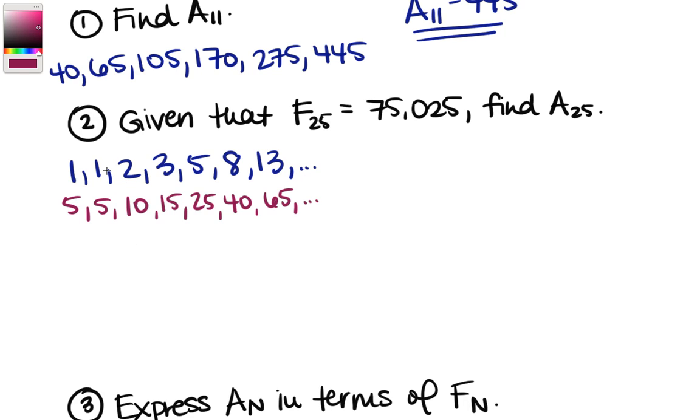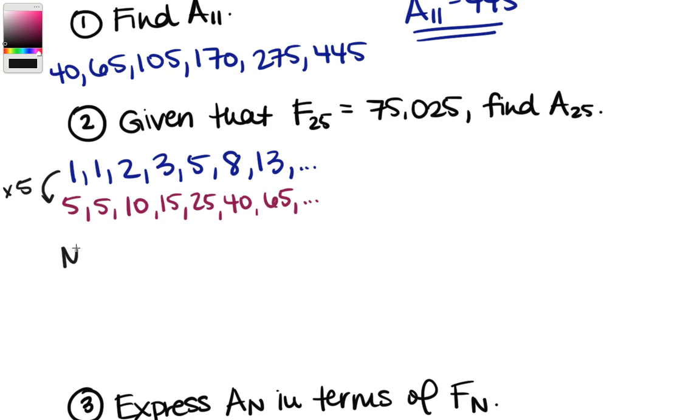And what we want to do here is compare and see if we can find a pattern. Because if we can find a pattern, then we don't have to write out the first 25 numbers of this sequence, which is what we want to avoid. We want to do it a little more cleverly. So we've got 1 and 5, 1 and 5, 2 and 10, 3 and 15, 5 and 25, 8 and 40, and what all of these have in common is that whatever the Fibonacci number is, we multiplied it by 5 to get the number in our sequence.